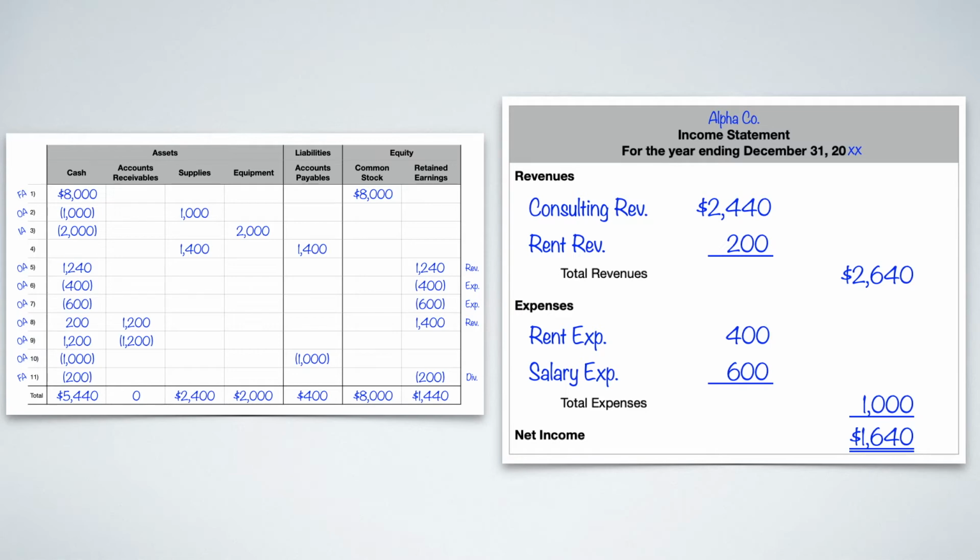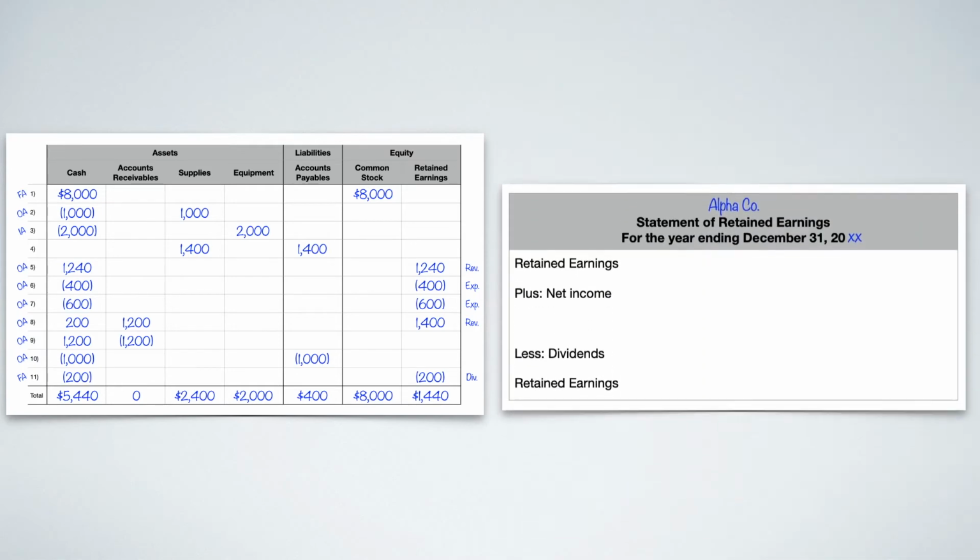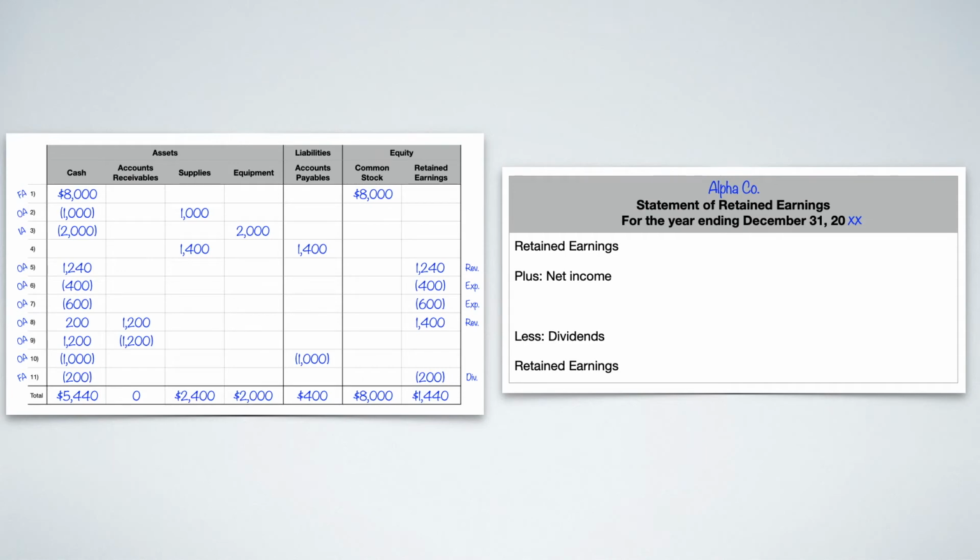The next one is the statement of retained earnings. In the statement of retained earnings, again, our name is at the top. It's still for the year ending December 31st because, again, this is showing what we've done over the course of the year. We are going to start the statement of retained earnings with our beginning retained earnings, or what our retained earnings balance was as of January 1st.